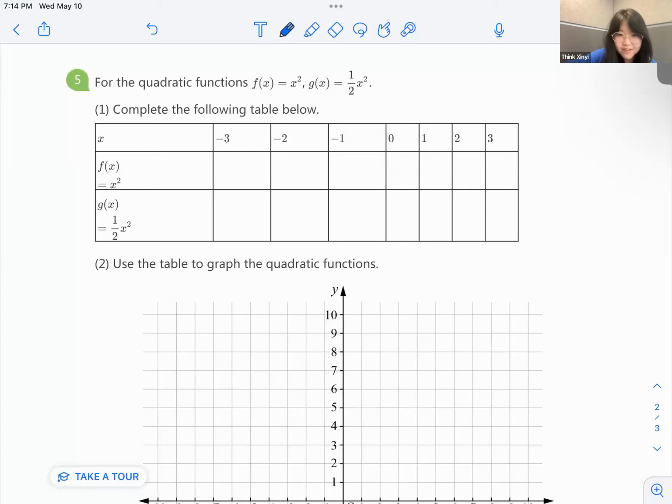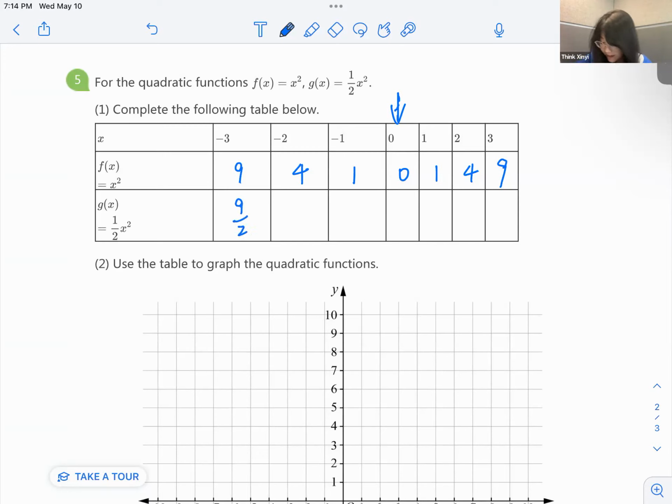Okay, thank you for providing me with the f(x) values, Yo-Yo. So it's 9, 4, 1, 0, 1, 4, 9. And it's obvious that the axis of symmetry is here, right? So x equals 0, the y-axis, is the axis of symmetry. Good job.